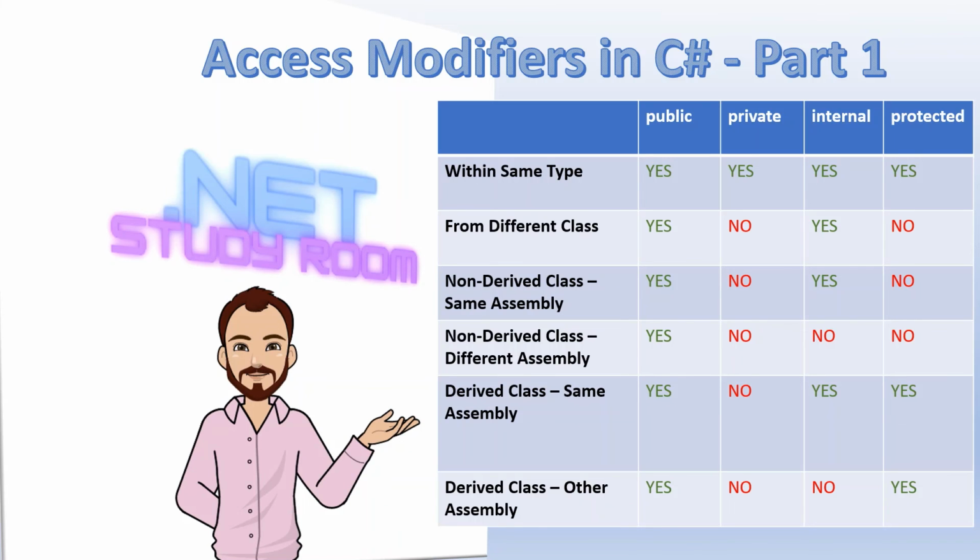So, here is the summary of the access modifiers we discussed so far. There are two other access modifiers, we will discuss them in our next discussion.